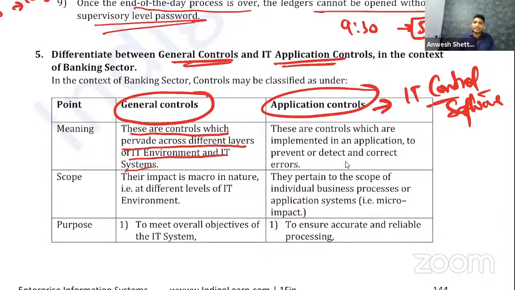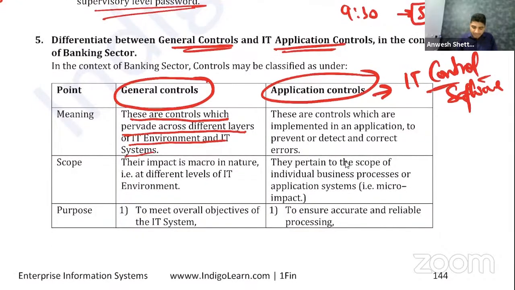Now, what do you mean by pervade? Pervade or pervasive means these are everywhere. So if I say air is pervasive, now air is everywhere. Okay. Sky is pervasive. Sky is everywhere. Same way, general control is pervasive. It is everywhere in the organization. It is not just in the software I'm talking about. Now, scope. Their impact is macro in nature. So they are not just talking about one simple software. They're talking about the entire organization put together.